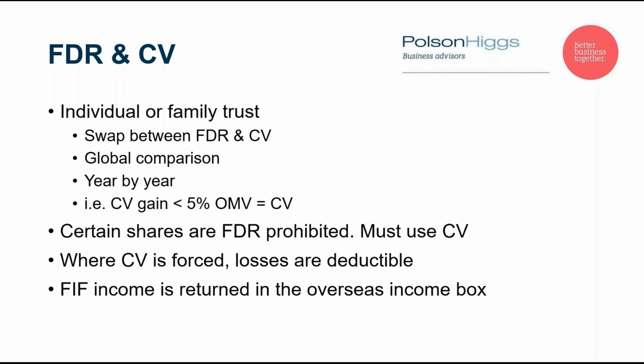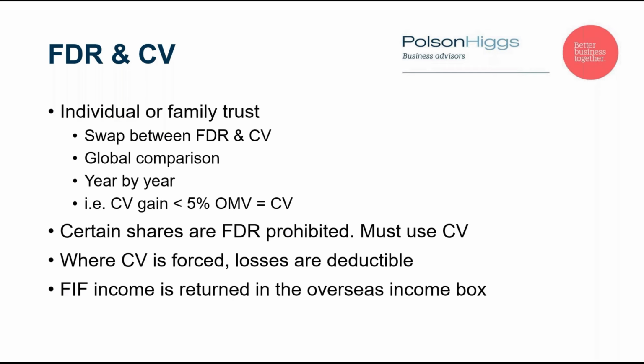You're entitled to change purely because it's better for you. So where my CV gain is less than 5% of the opening market value, i.e. my income calculated under the CV method is less than the income calculated under the FDR method, then I'm probably going to choose the CV method. And I'm entitled to do that simply because of that reason.